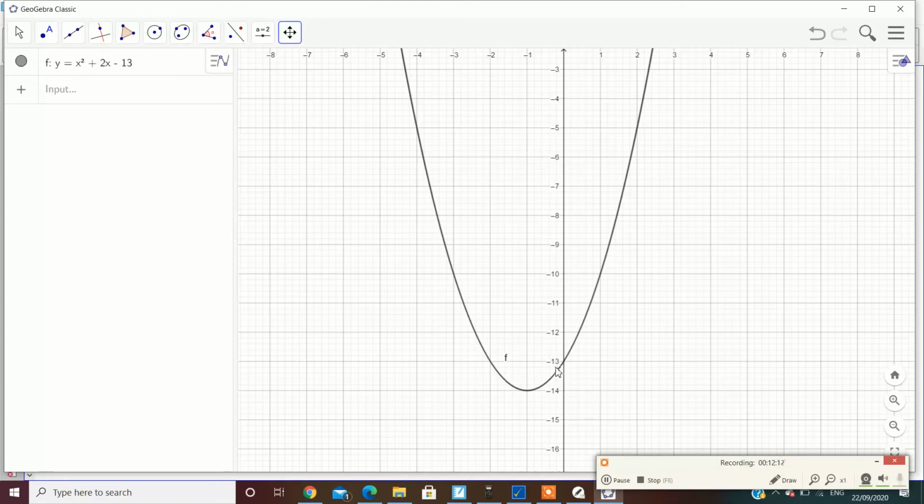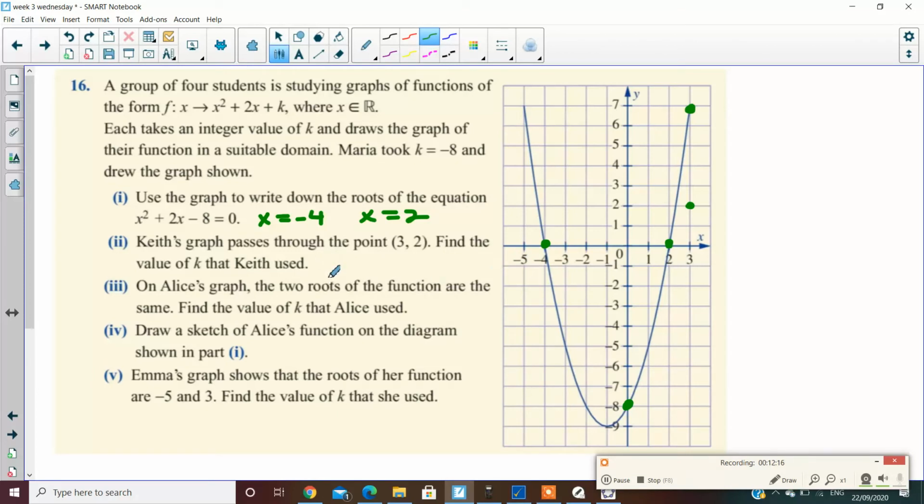And it drops all the way down to minus 13. Is that all right? So, we know that the k value is minus 13 because we have to drop another 5. Is that all right? Now, there is another way of doing this. I'll show you now. What's the y value? The y value is 2 when the x value is 3. Would you agree with that?